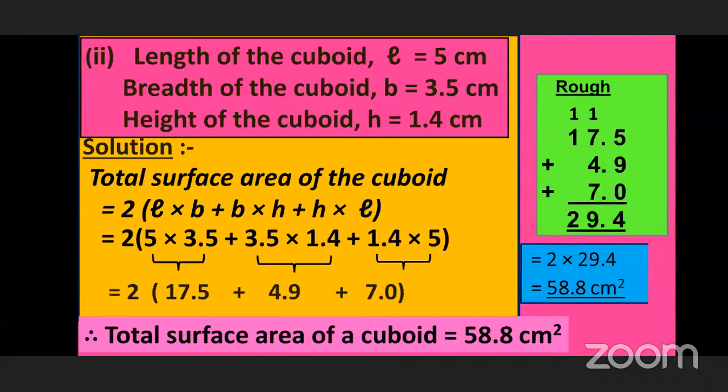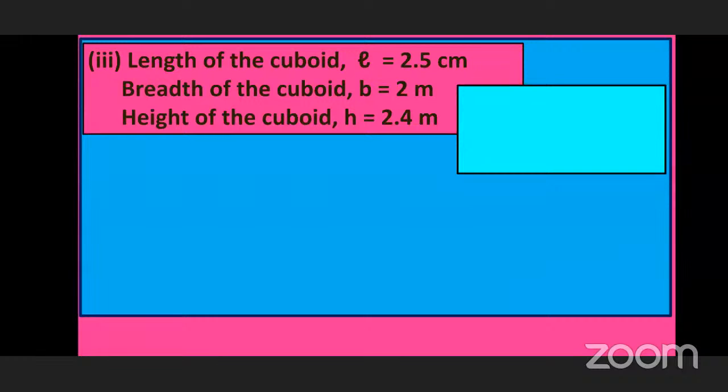Okay, children? Yes, miss. Now let's move to the third sum. See, the length of the cuboid given is 2.5 centimeter and the breadth of the cuboid given is 2 meter and the height of the cuboid given is 2.4 meter.